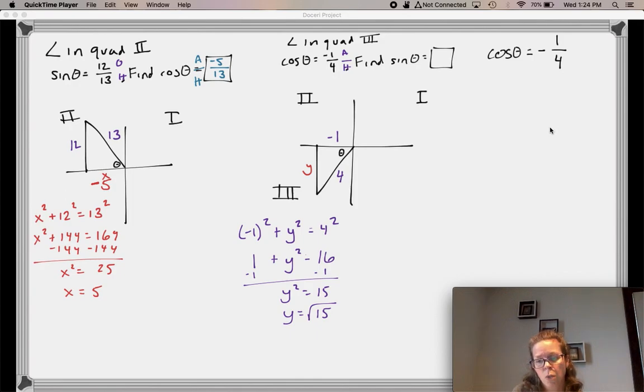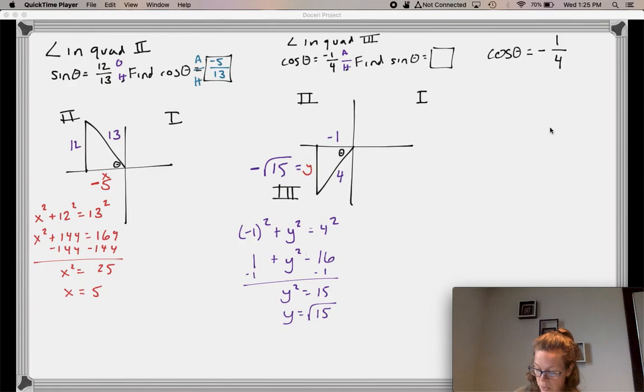So the other ones it worked out to be a nice perfect square. This one, it doesn't. So we're just going to say that it is the square root of 15. Then think about your up, down, left, right. That y is below, so that's a negative square root of 15.